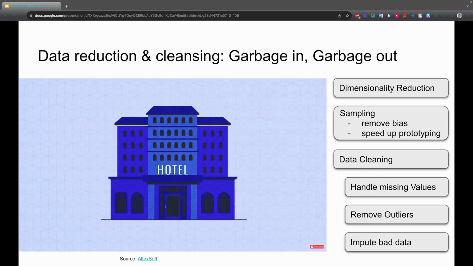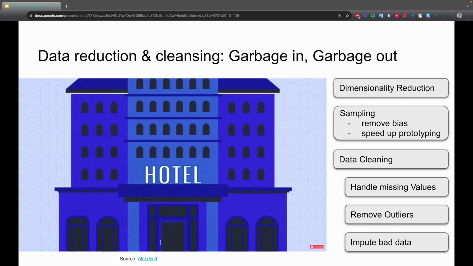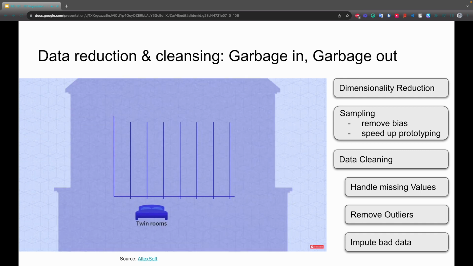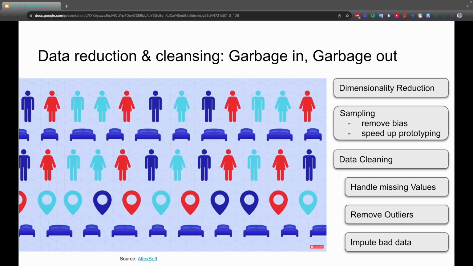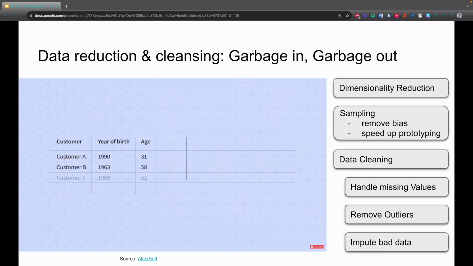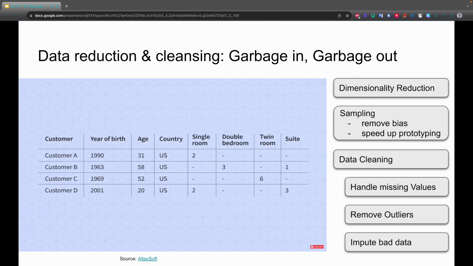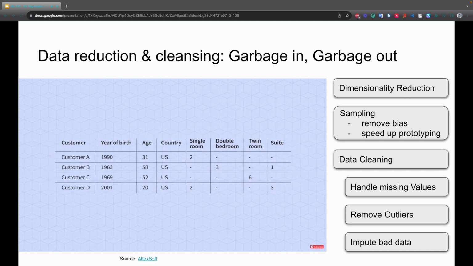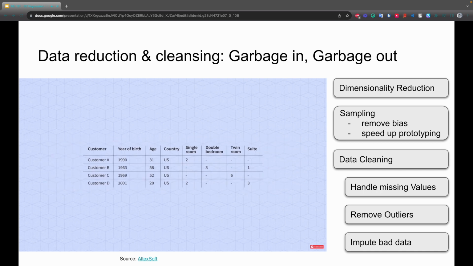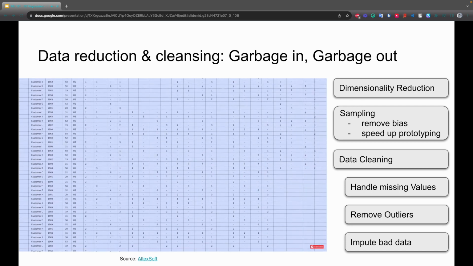Picture this. You work for a hotel and want to build an ML model to forecast customer demand for twin and single rooms this year. You have a huge data set with different variables, like customer demographics and information on how many times each customer booked a particular hotel room last year. What you see here is just a tiny piece of a spreadsheet. In reality, there may be thousands of columns and rows.